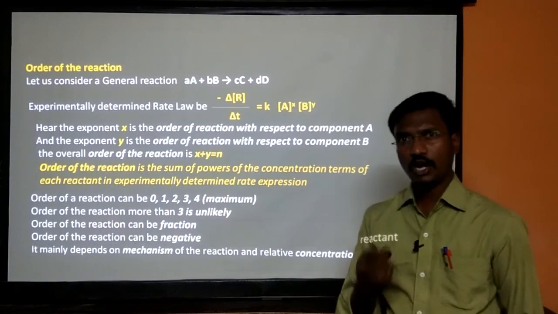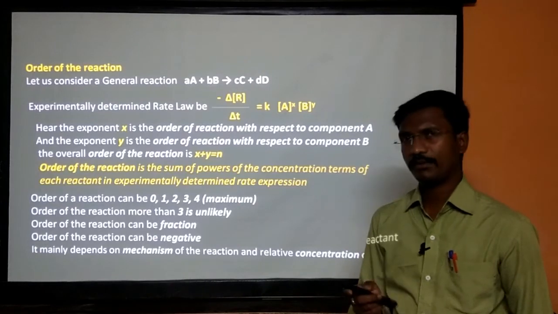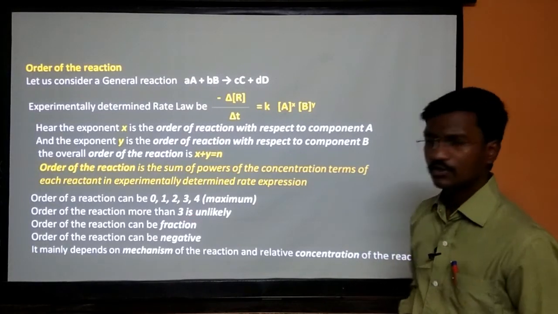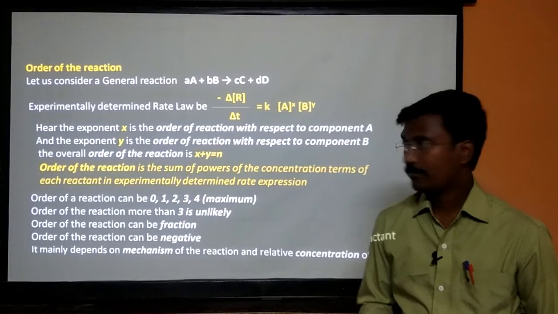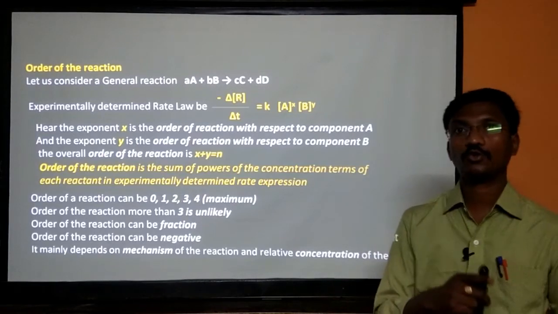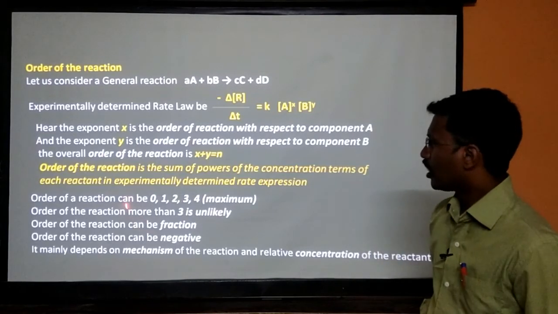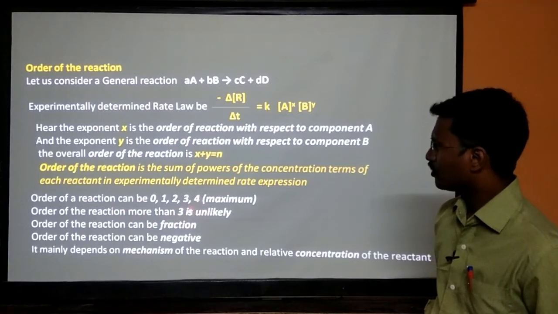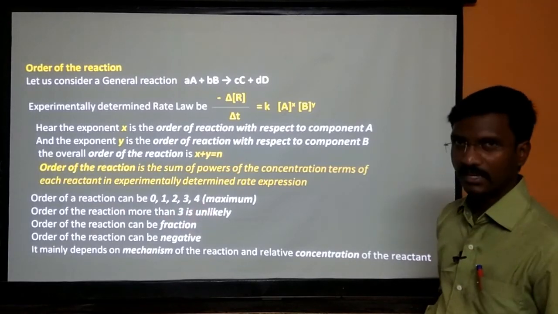Means order of the reaction may be a whole number or it may be anything, but more than 3 is not happening. If it is happening, somewhere it goes through mechanisms. Therefore, order of the reaction is maximum 4 or rarely it is 3.